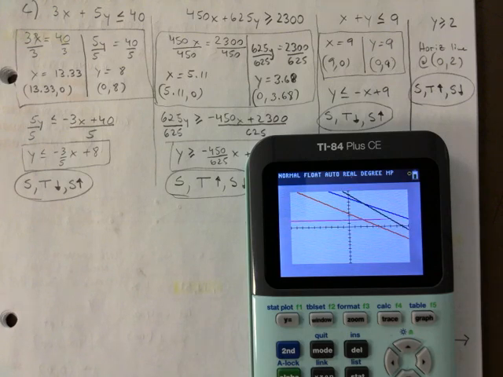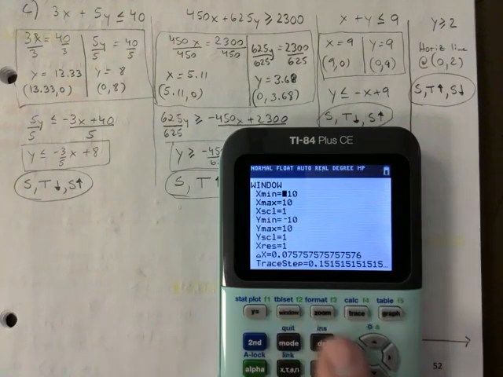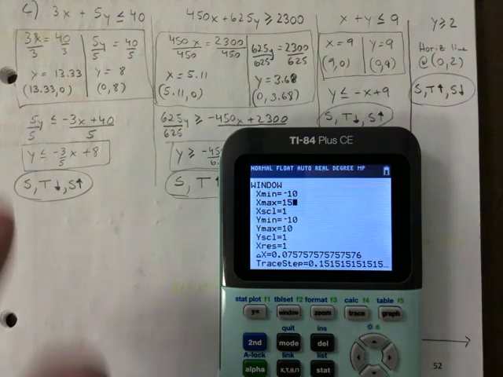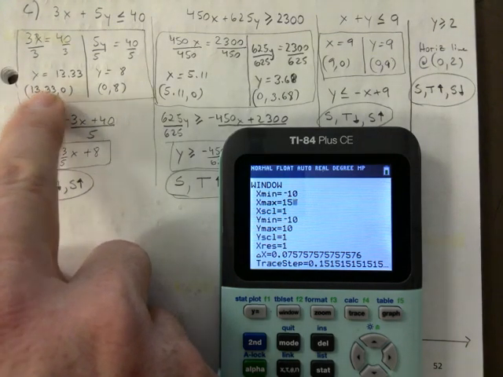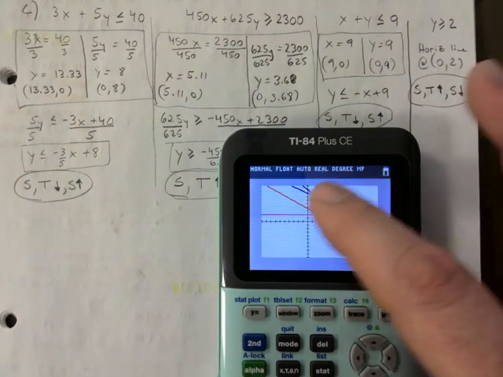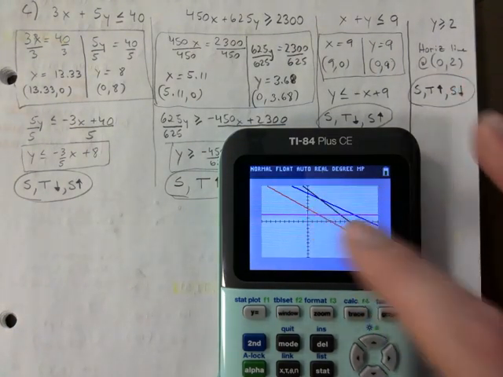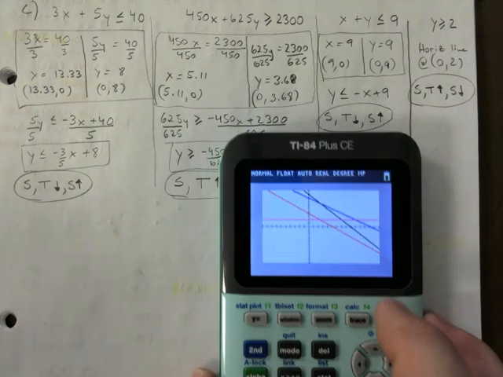1, 2, 3, 4. It's pretty crazy, isn't it? I'm going to extend my x max a little bit to like 15, because I see that my x-intercept here is 13.33, right? Just to make sure. And to be honest, I only care about quadrant 1. It's a word problem, right? So this is what we're expecting. So let's see what that ends up looking like.